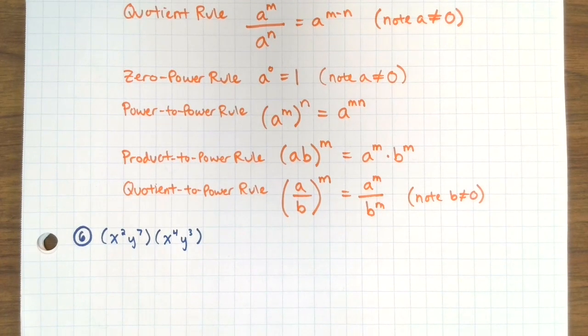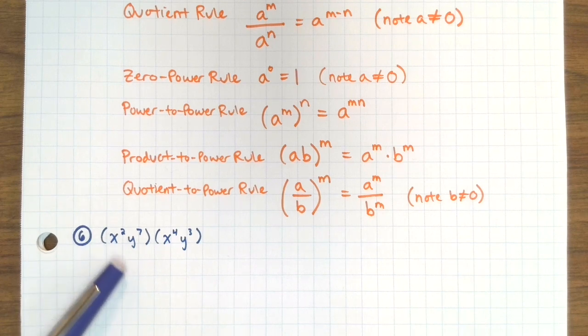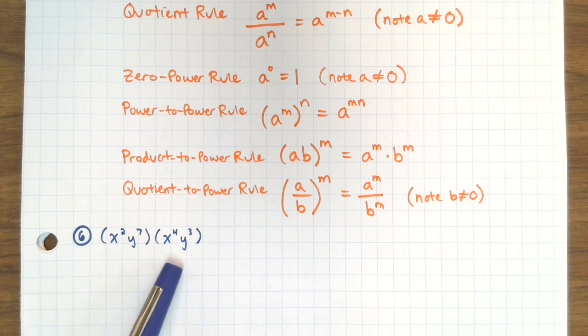And then we'll actually look at examples that involve all of these rules in one problem. So this first one, again, is just asking us to simplify using the product rule. So we have x squared times y to the seventh. That whole quantity is being multiplied by this factor here of x to the fourth, y to the third.